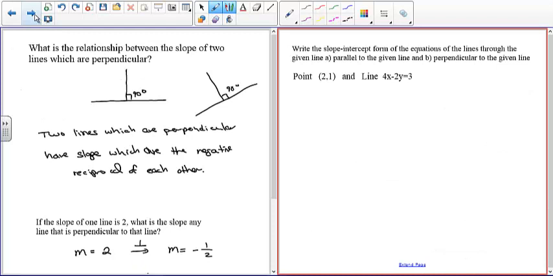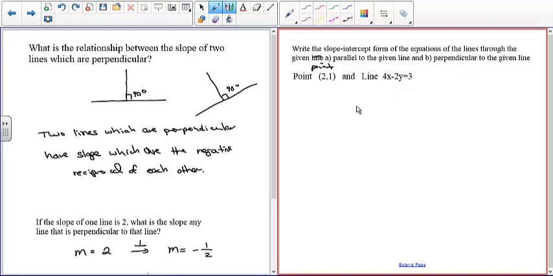So here's a problem, kind of like what we had before. It says write the slope-intercept form of the equations of the lines through the given point, parallel to the given line, and perpendicular to the given line. The given point is that one. So all we have to do for the given line is figure out what the slope is.